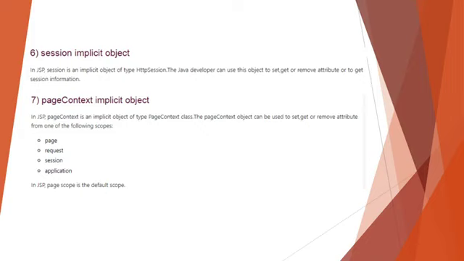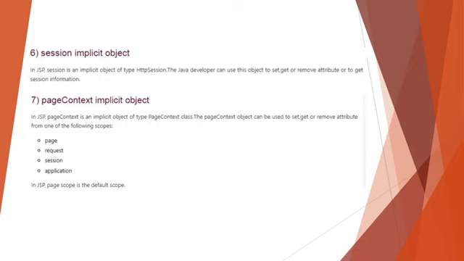So in JSP, pageContext is an implicit object of the PageContext class. The pageContext object can be used to set, get or remove attributes from the following scopes. What it wants to say is that within the context object, I can set, get and remove attributes which are either not necessary or more necessary. I will do it with set and get, or remove by removing that attribute. All will be done by the pageContext object.